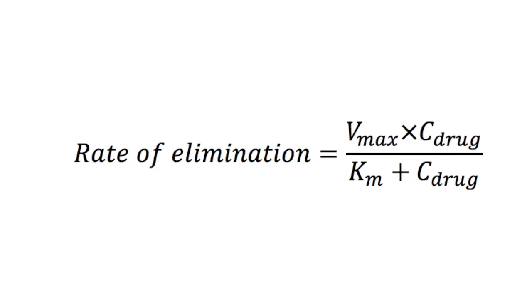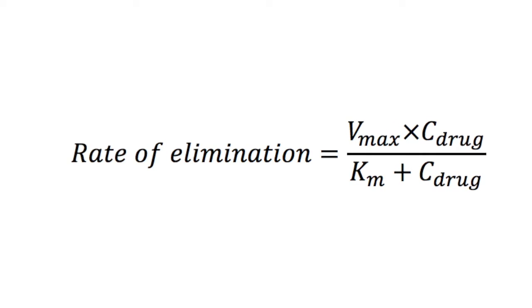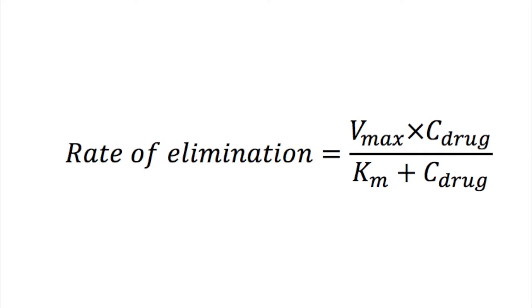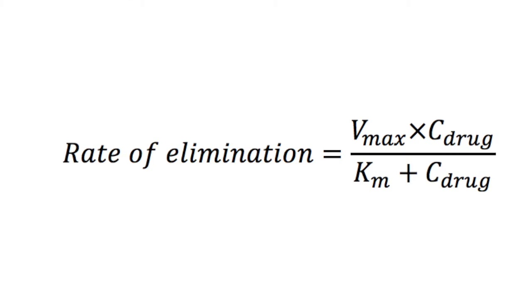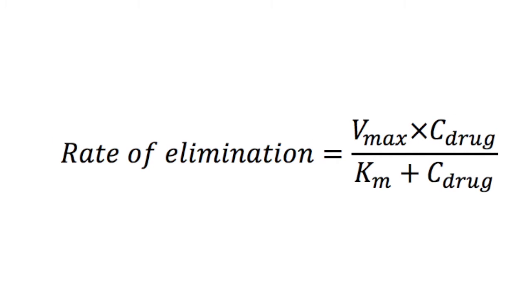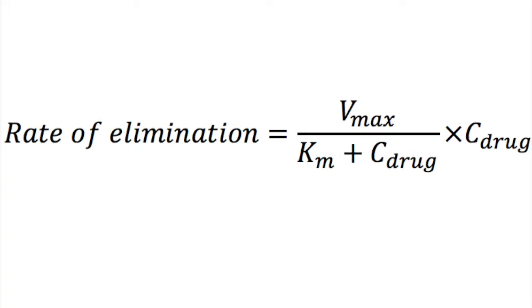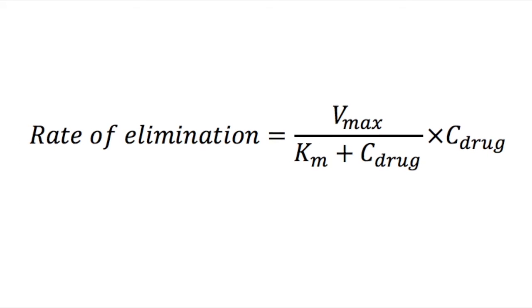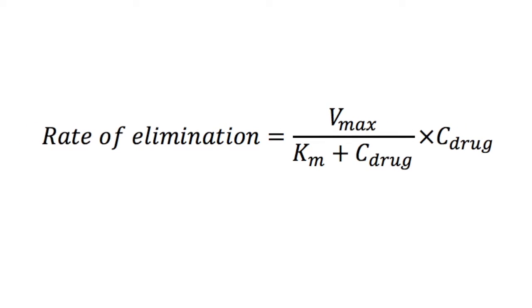So remember from previous lectures that clearance is not the same as the rate of elimination. Instead, clearance is the proportionality constant that gives us the rate of elimination at a particular drug concentration. So if we want to examine the Michaelis-Menten equation a little more closely, what we can do is rearrange it slightly like this.